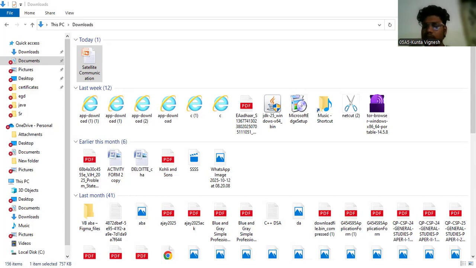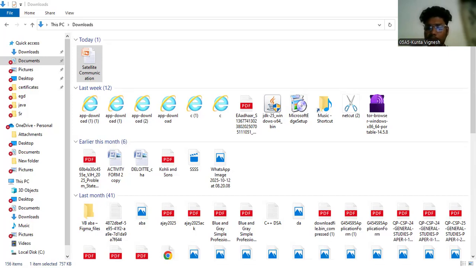Next, interference. Satellite signals can be affected by interference from other satellites or terrestrial sources. You can also say that as obstacles. Any objects blocking the signals. If this is an object, and this is a signal transmitting, if this blocks, we cannot get the signal. These are the challenges. This is called interference.